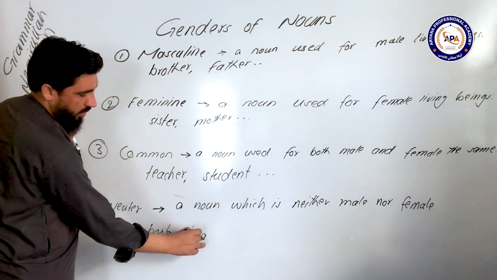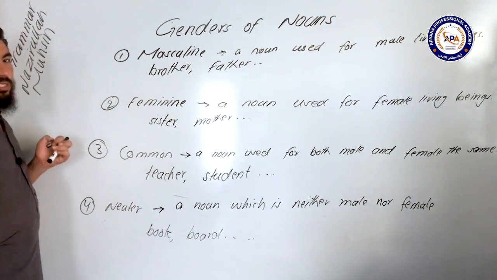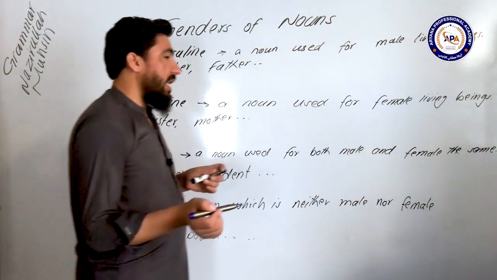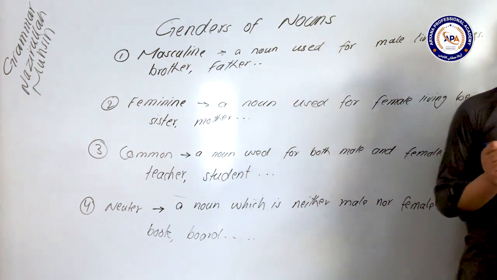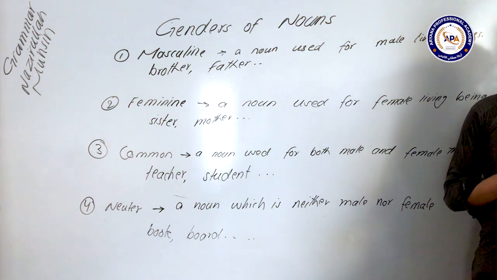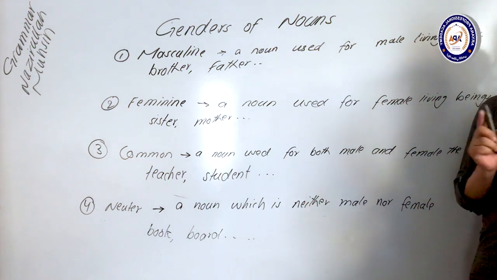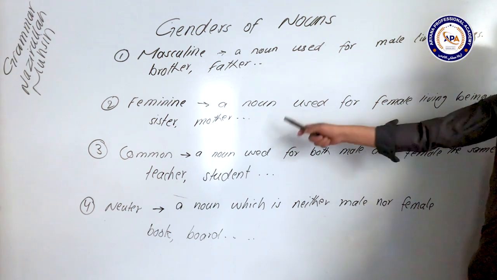For example, book, board, and so on. If you study linguistics deeply and you know about the form of a word, to understand the sex of a word, the gender of a word from its form, then you can consider this as feminine or masculine gender.